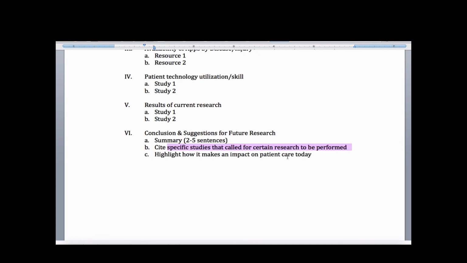And then highlight how it makes an impact on your patient care today broadly, across the spectrum or within your profession. Usually I start this section with a couple of summary sentences on everything that's been provided above, and then cite those studies that call for what you're doing, what you're aiming to do, what you would like to do, and then highlight how it makes an impact on the patient, on patient care and recovery, whatever it might be.